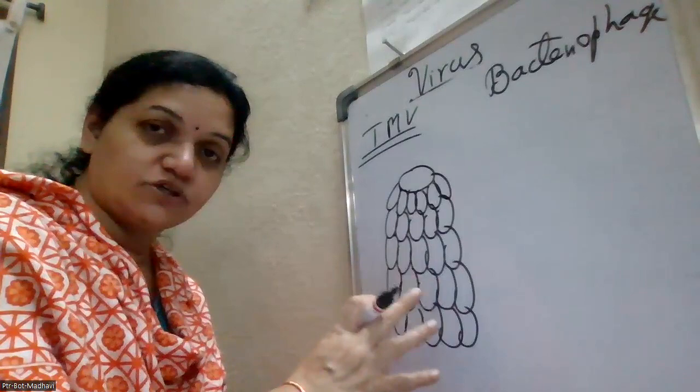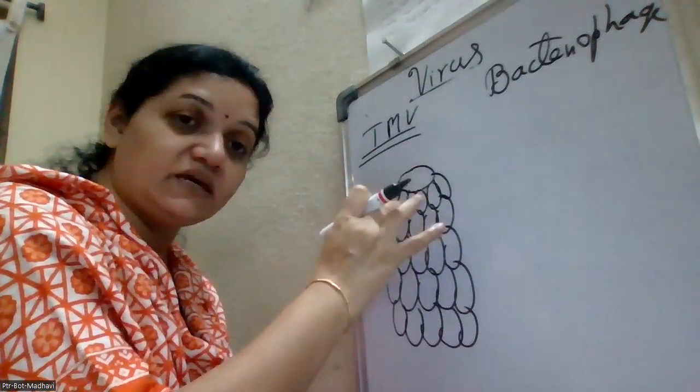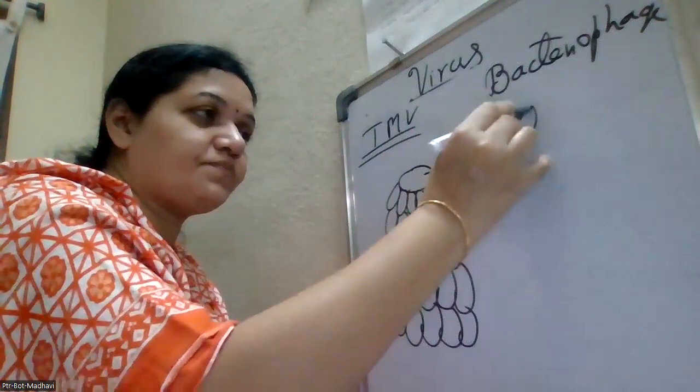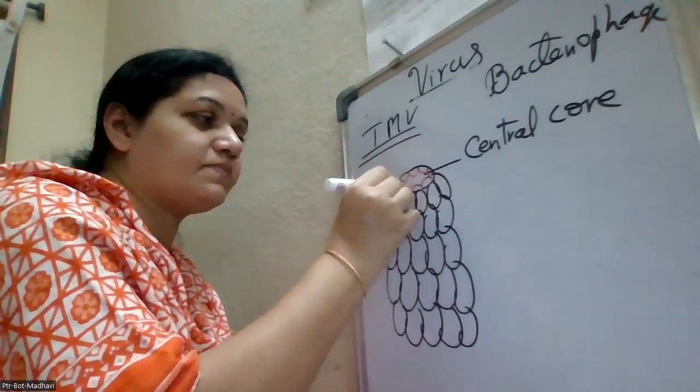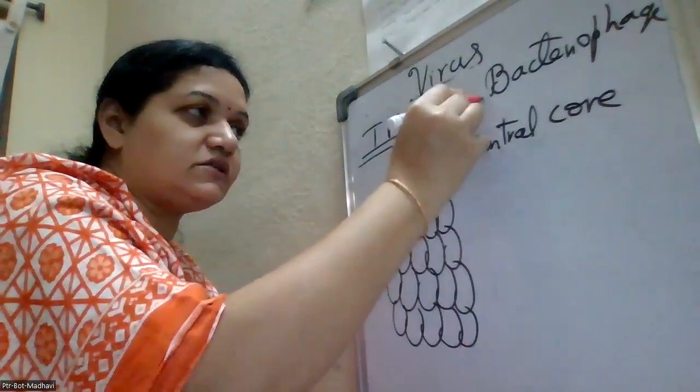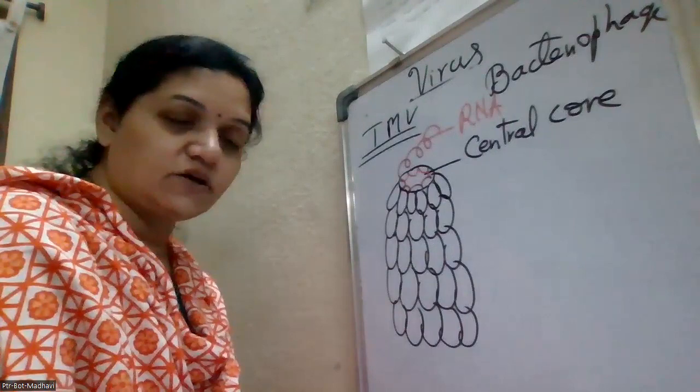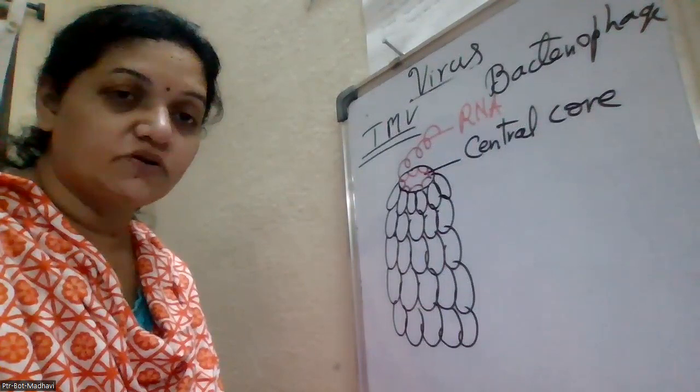The entire capsid leaves a small opening on the anterior side, which is called the central pore. In this central pore, the main genetic material of the viral organism is present as a spring-like structure. This is the RNA as the genetic material. And the entire molecular weight of this organism is 39 into 10 to the power of minus 6 Daltons.